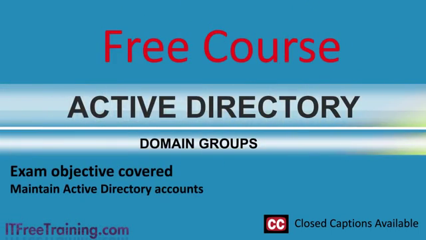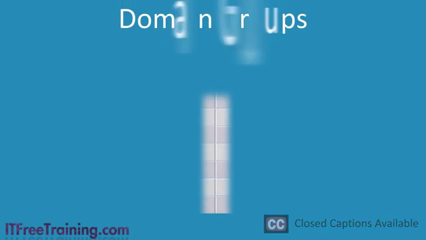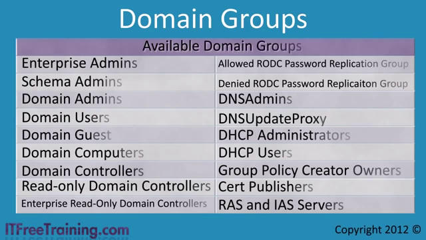This video continues on from where the last video left off, looking at the groups that are available in Active Directory. In the last video, I looked at the Active Directory groups that are available to domain controllers. In this video, I will look at the default domain groups that exist in Active Directory listed here. If you are only interested in a particular group, you can select the link for that group or in the description for the video to jump to that part of the video.